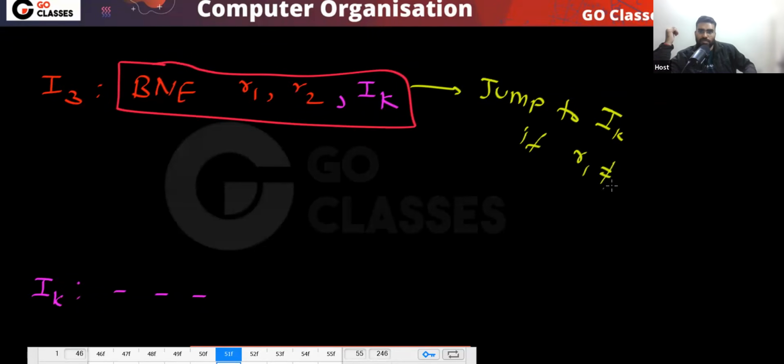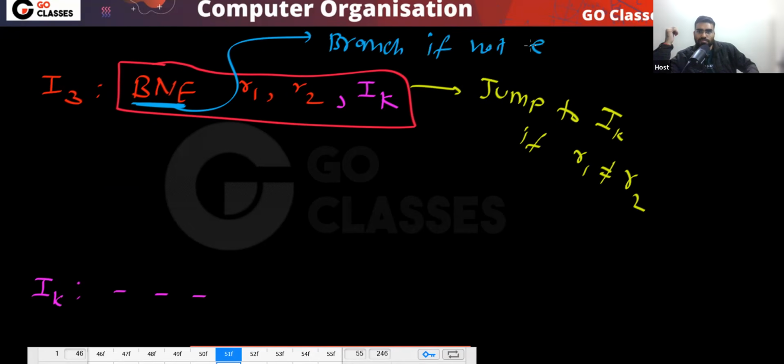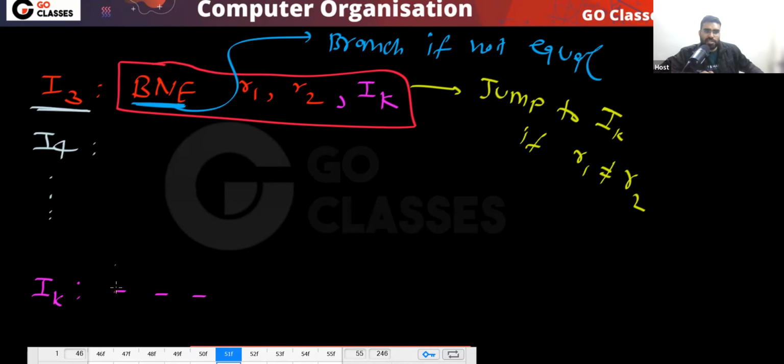Are you getting my point? If R1 not equal to R2, because this means branch if not equal. If they are not equal, then branch. Jump if they are not equal. So you can notice this is your I3 instruction. Now this is your I4 instruction. Then there are some instructions.